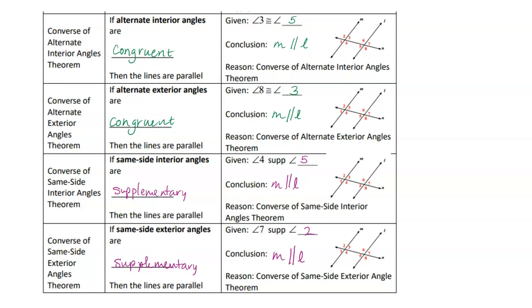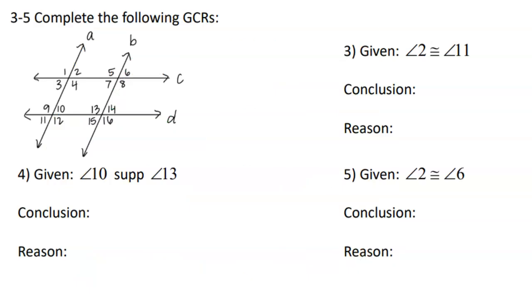So these are the ones in your notes. If I'm looking at congruent, I'm given that I have congruent angles or supplementary angles, then I can make a conclusion that the lines are parallel. All of these converse ones will end with two lines are parallel. The tricky part is deciding which lines.